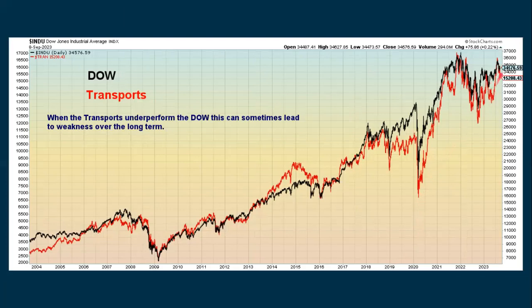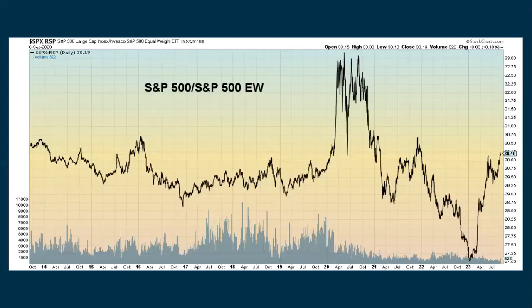The transports is the red line. The transports had been doing quite well, and we're actually starting to outperform the Dow, but now we're just seeing the reverse of that, where the Dow is outperforming the transports. In a more solid environment, we want to see the transports doing really well.